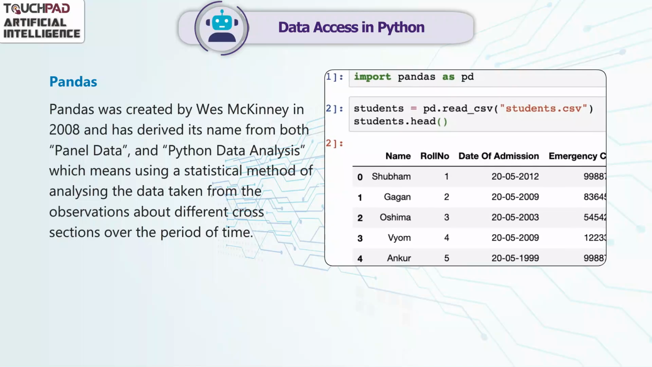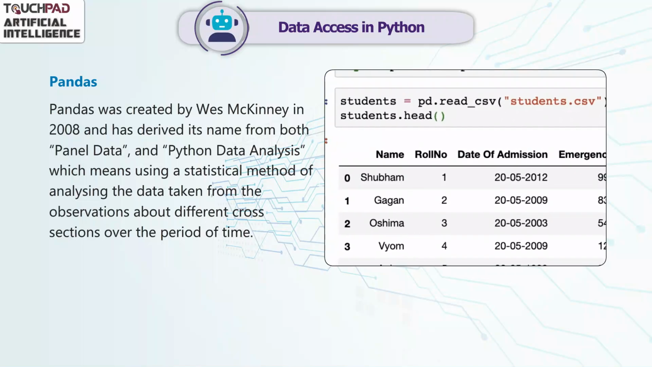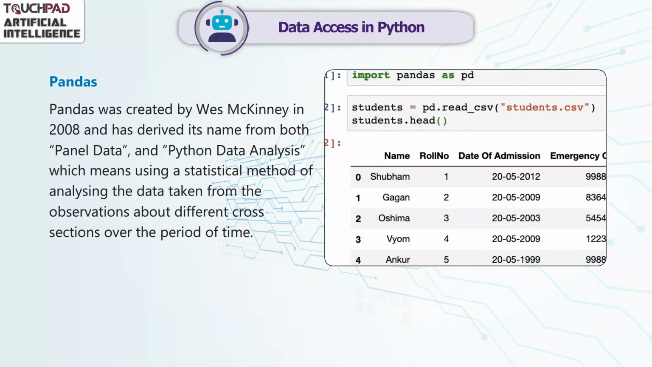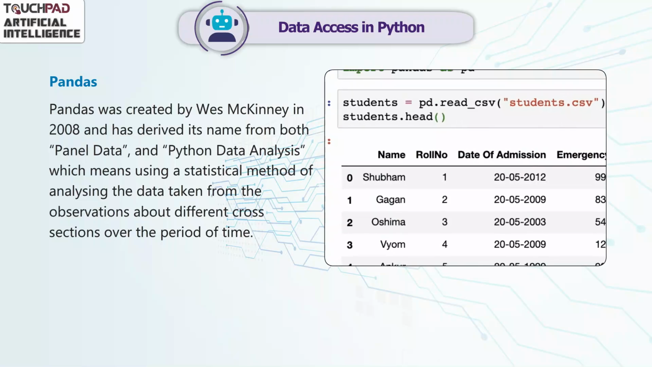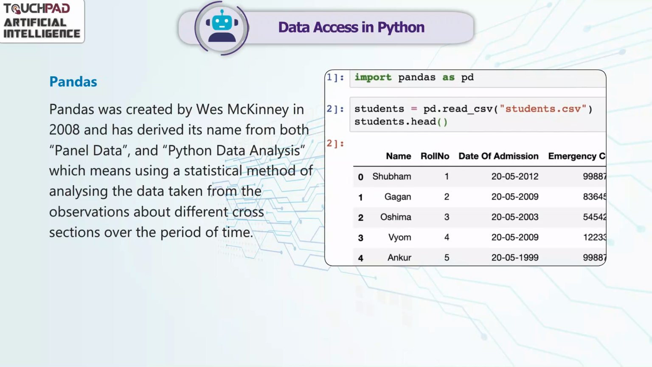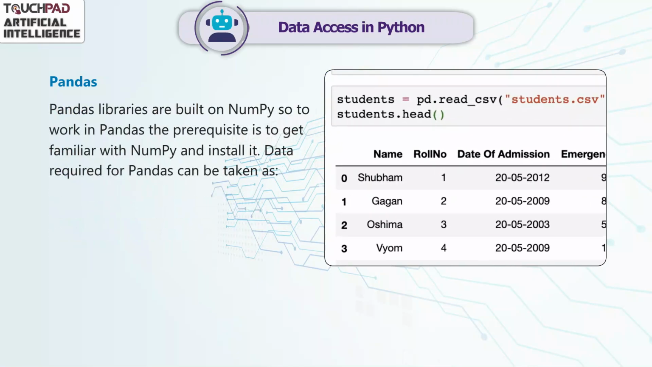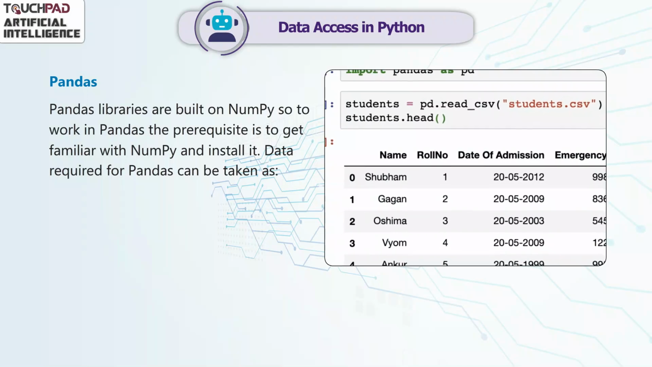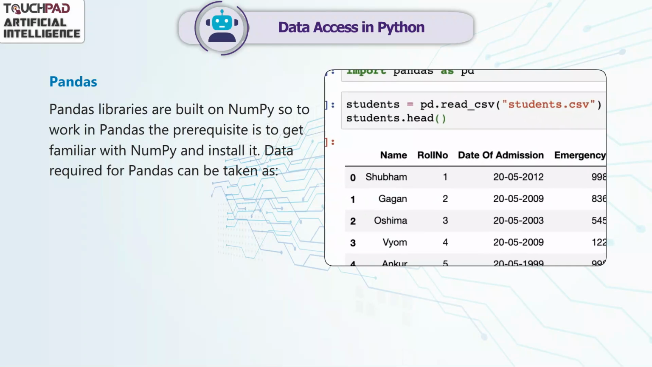Pandas was created by Wes McKinney in 2008 and has derived its name from both panel data and Python data analysis, which means using a statistical method of analyzing the data taken from the observations about different cross-sections over the period of time. Pandas libraries are built on NumPy, so to work in Pandas, the prerequisite is to get familiar with NumPy and install it.